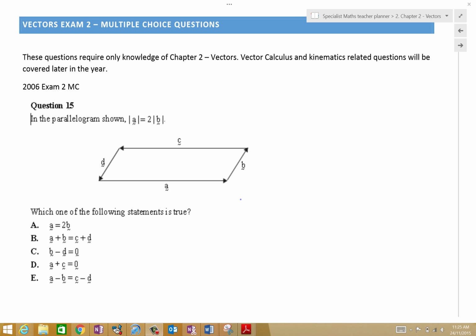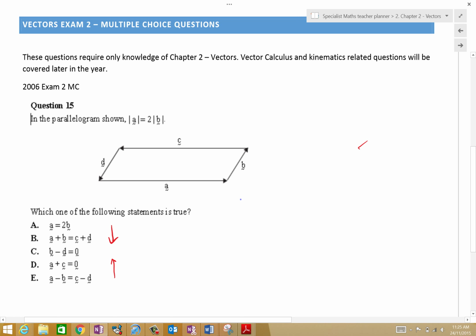So in this example here, it says that the magnitude of A is 2 times the magnitude of B, which of course means that it's twice the length. But which of the following statements is true? These are the ones which take the longest because a lot of the time you have to work your way through them. It's just whether you work your way up or down and work out one of them's false, or work your way down like so. Now, first of all, let's have a look. You just have to eliminate.